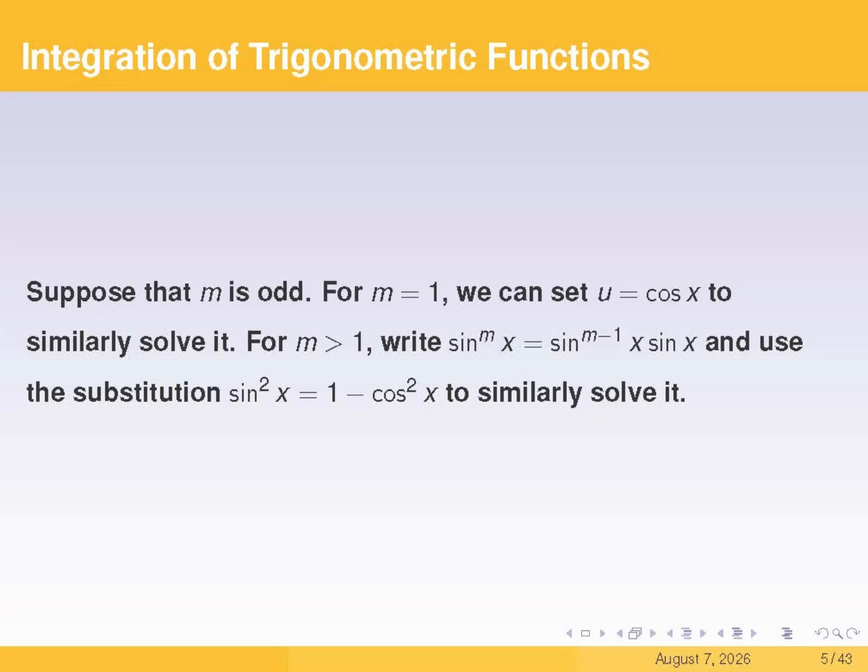When m equals 1, we can set u equals cosine x. Therefore, this indefinite integral can be evaluated similarly. When m is greater than 1, we factor sine x to the mth power into sine x to the m minus 1th power times sine x. At this point, the positive integer m minus 1 becomes even. Therefore, using sine x squared equals 1 minus cosine x squared, we can rewrite sine x to the m minus 1th power as a function involving only powers of cosine x.